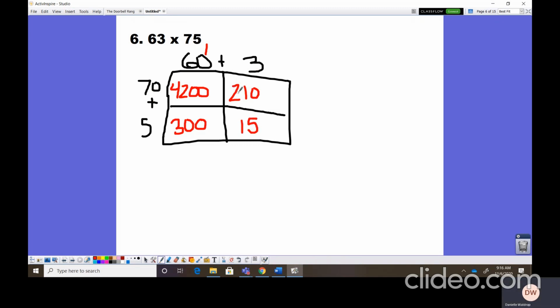So which one of these, when you look at your partial products, 4,200, 210, 315, which one does that match up to? Good. A. And so we know that when we find our partial products, it matches up to A.